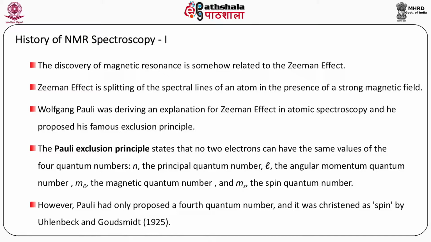The Pauli exclusion principle states that no two electrons can have the same values of the four quantum numbers: n, the principal quantum number, l, the angular momentum quantum number, m_l, the magnetic quantum number, and m_s, the spin quantum number. However, Pauli had only proposed a fourth quantum number, and it was christened as spin by Uhlenbeck and Goudsmit in 1925.